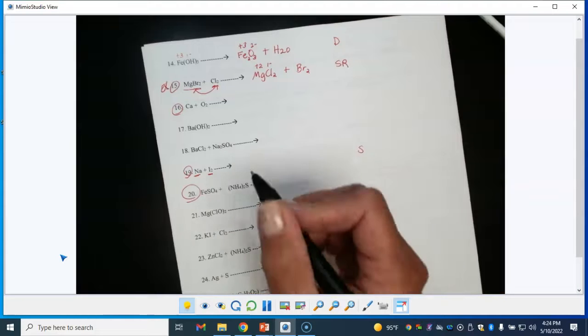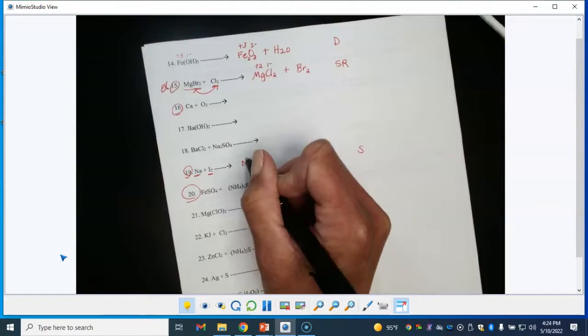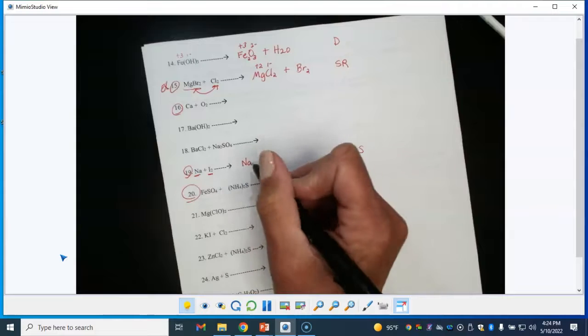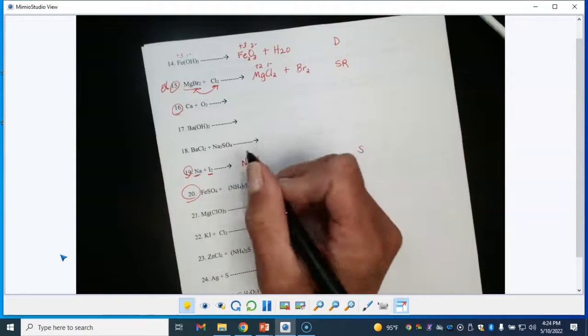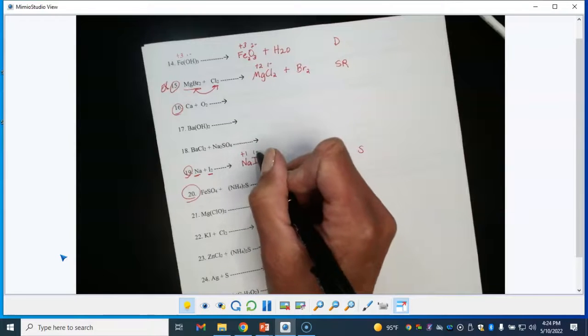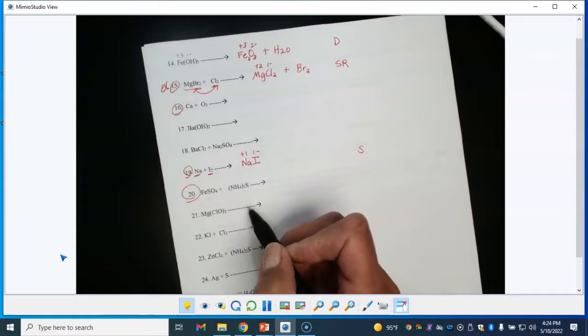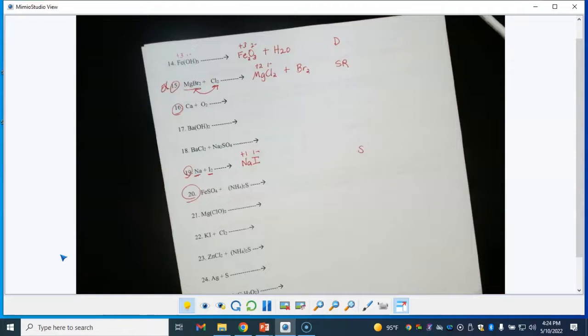Metal always goes in the front of the compound. So Na. Iodide is I. I check my oxidation numbers, make sure my formula is correct, and then you'll go back and put coefficients in where they need to go.